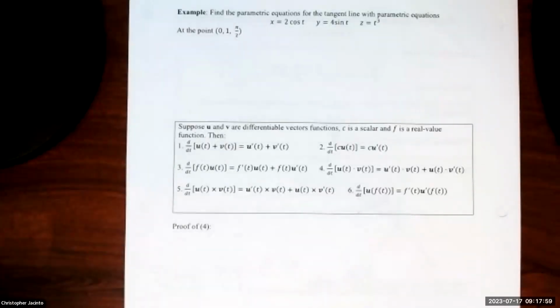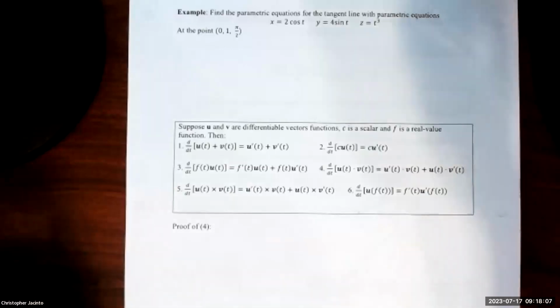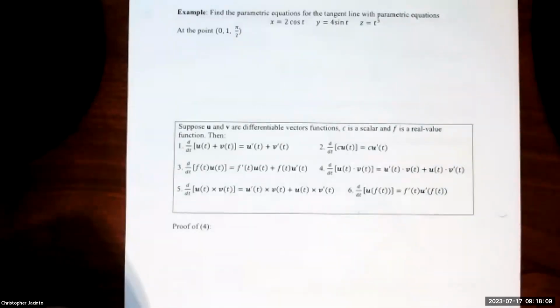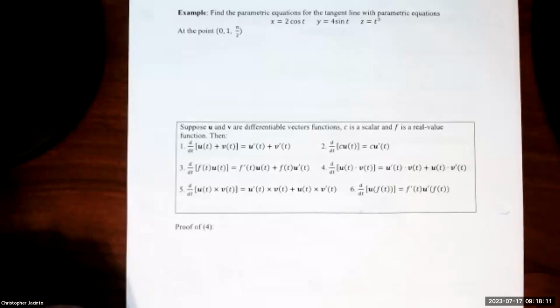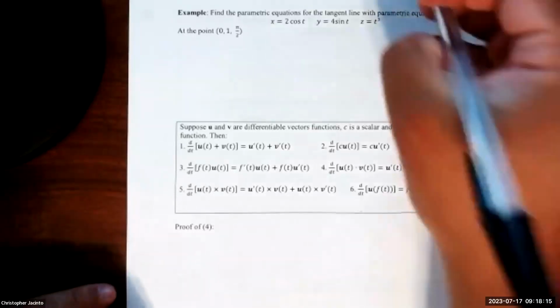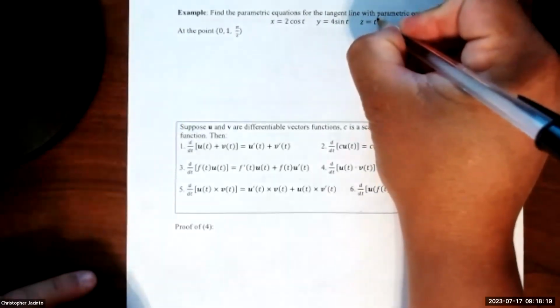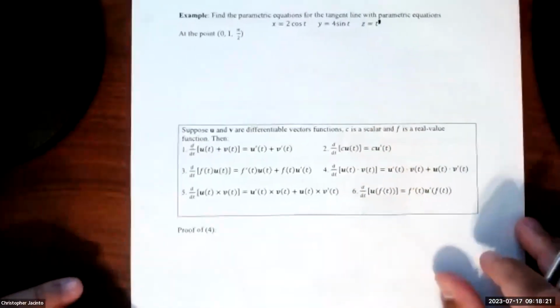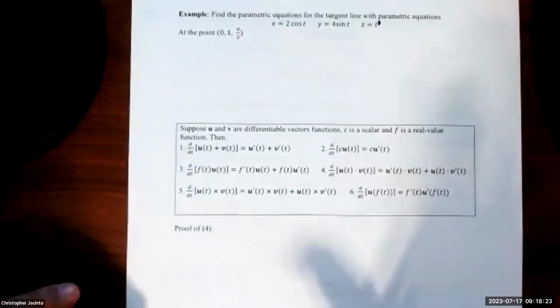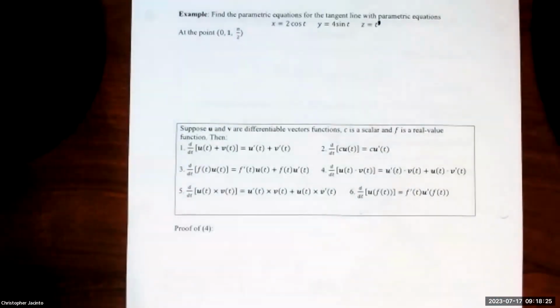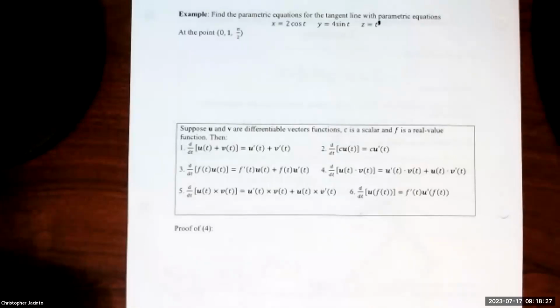Okay, so find the parametric equations for the tangent line, with parametric equations this. At the point 0, 1, and pi over 2. All right, so I'm going to tweak this a little bit just to make it a little easier for ourselves. I'm going to get rid of this cubed here and just put t, since we're just reviewing derivatives. You could just do a t squared, you can see the difference there.